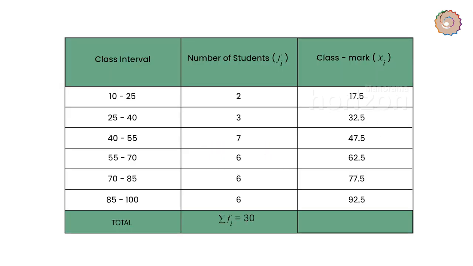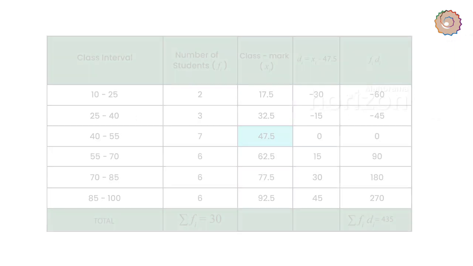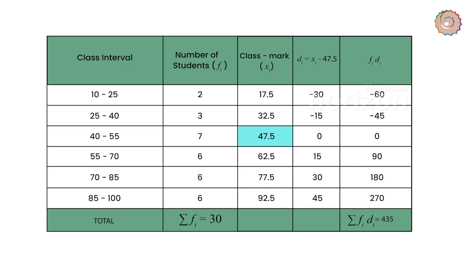Let us now think of a method of reducing all these calculations. The first step is to choose one among the xi's as the assumed mean and denote it by A. Since there are an even number of class marks, do we choose 47.5 or 62.5? Let's choose A equal to 47.5. The next step is to find the difference between A and each of the class marks and denote the difference as di. That is, di is xi minus A, which is xi minus 47.5. We call this the deviation from each of the xi's.